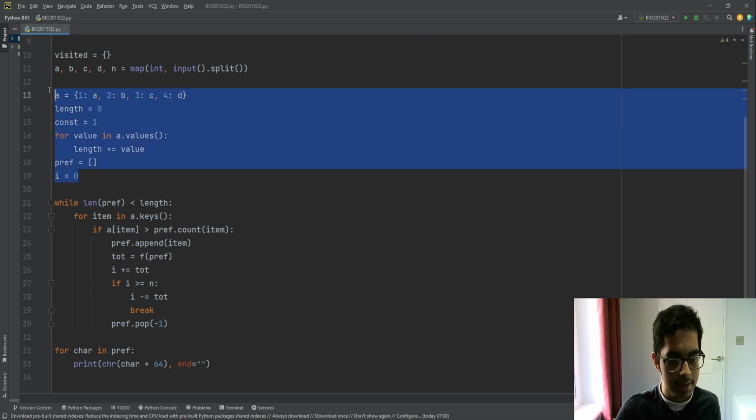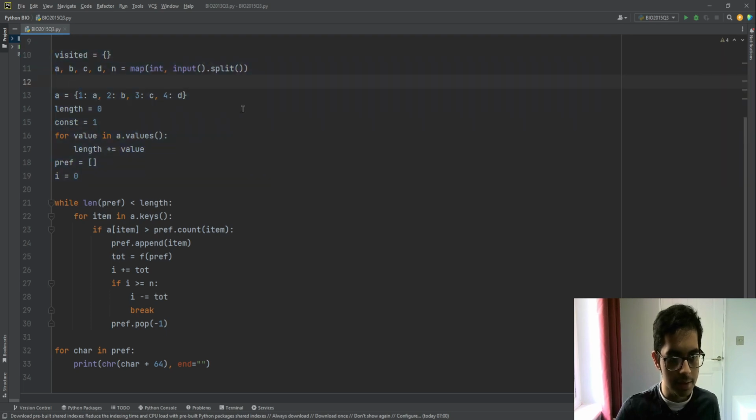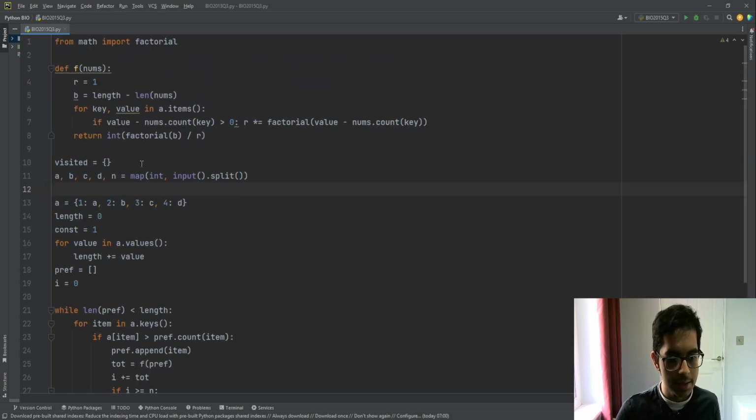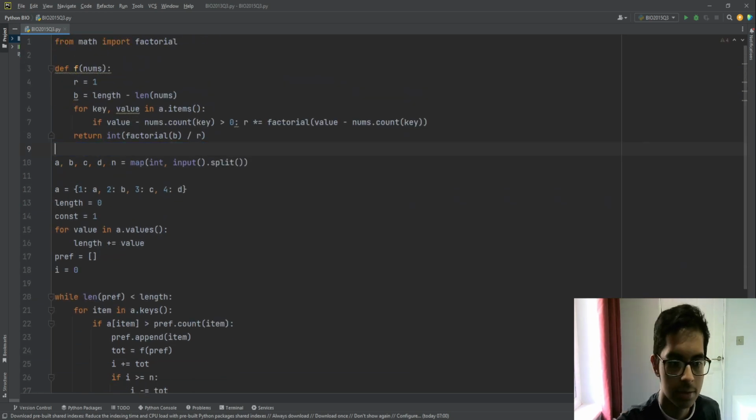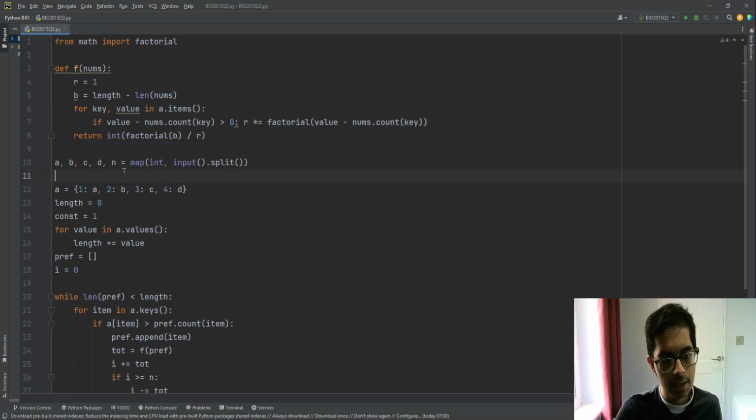And now this is pretty much just some general stuff which we do. So this just keeps track. This is actually not really necessary. This was the old code which I had implemented, but we accept the inputs of A, B, C, D, and N. These are the number of times A, B, C, and D occur, as well as the nth character which we would need to output.